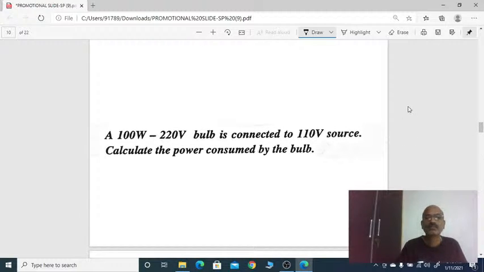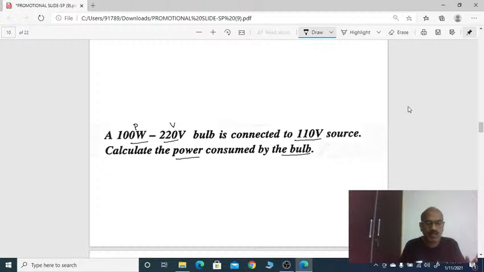See here, a 100-watt bulb, with power and voltage given, is designed to work under 220 volts. It is connected to a 110 volt source. Calculate the power consumed by the bulb.